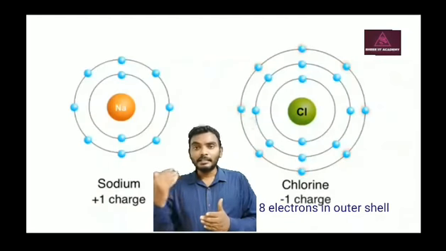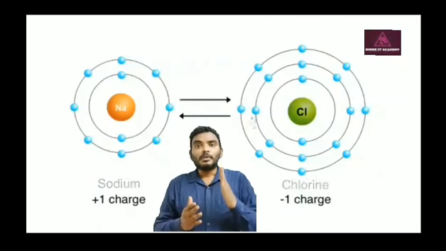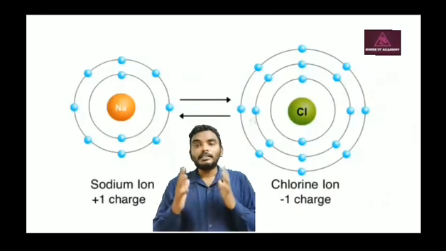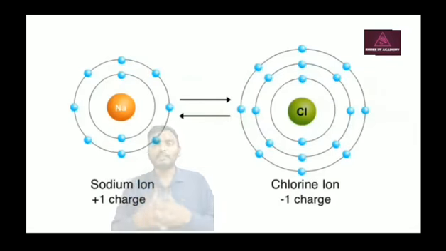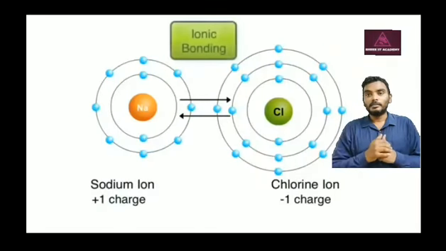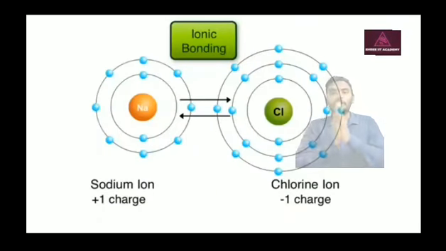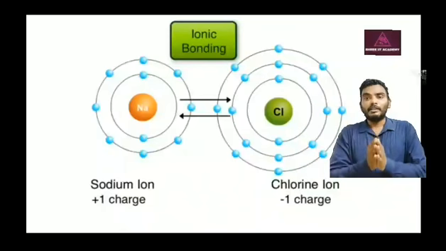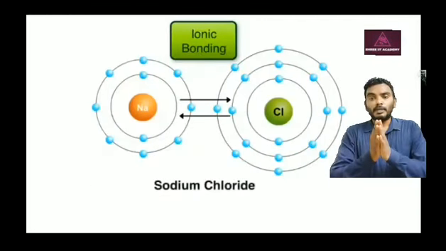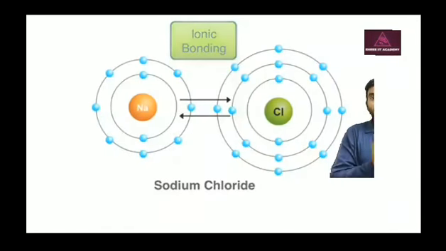Gaining the electron indicates a negative charge. Finally, sodium has a positive charge and chlorine has a negative charge. Here the opposite charges attract each other to form the ionic bond. Simply, the bond formed by the transfer of electrons is called an ionic bond. The best example of an ionic bond is sodium chloride.